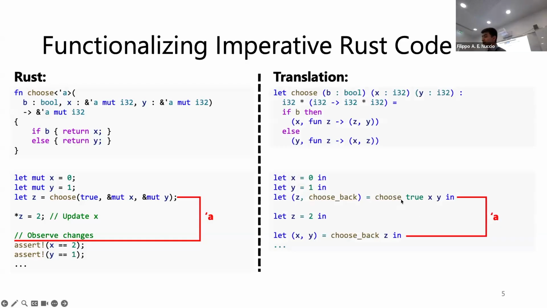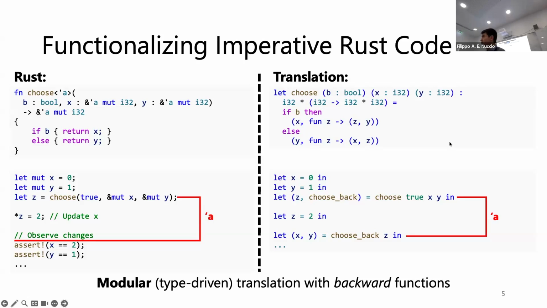So at the call site, we retrieve the value of Z, which is a purified version of Z. We can use it, and then later when the lifetime alpha ends, we use a continuation to propagate the last value we put in Z back into X and Y. Okay, and this choose function returns this continuation to make the lifetime apparent. It returns either X or Y plus a continuation that consumes Z and returns either an updated value for X or an updated value for Y. So that's the whole idea behind the translation.